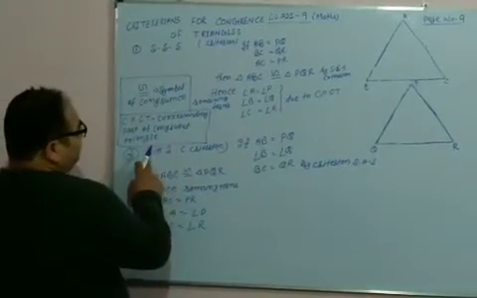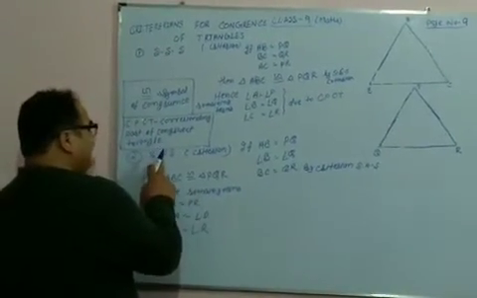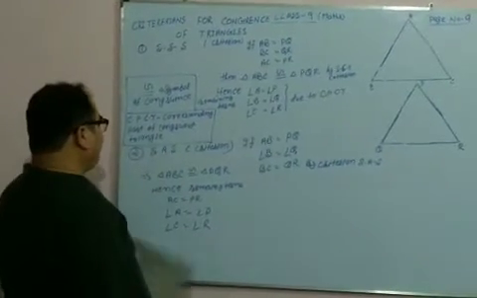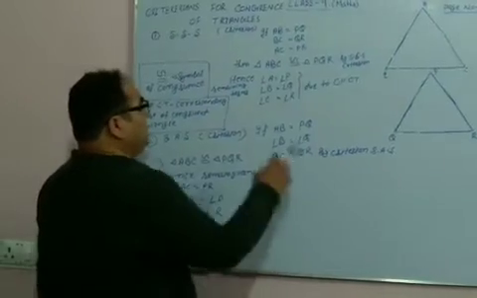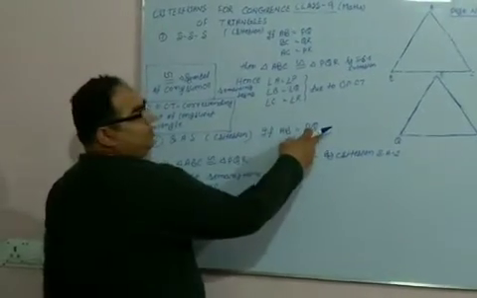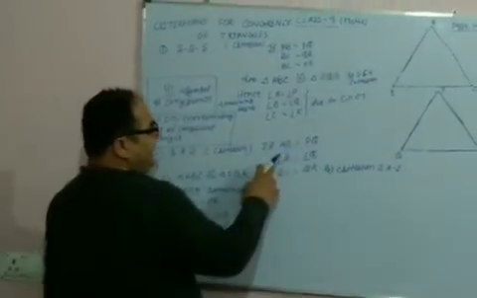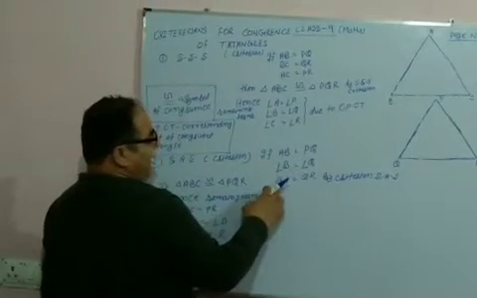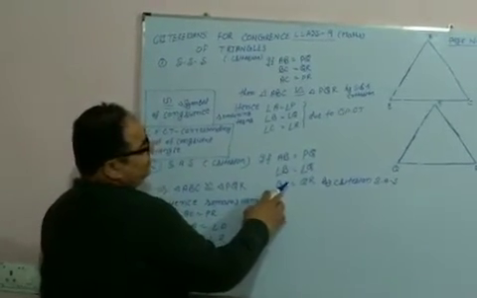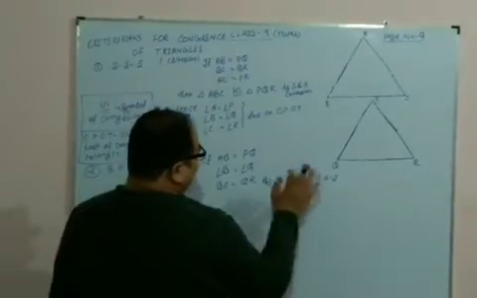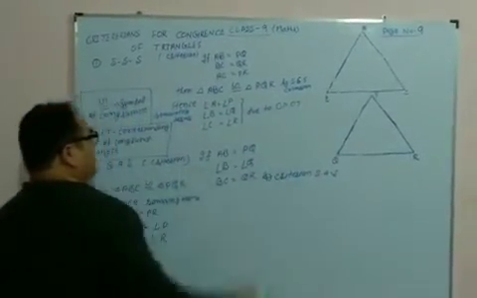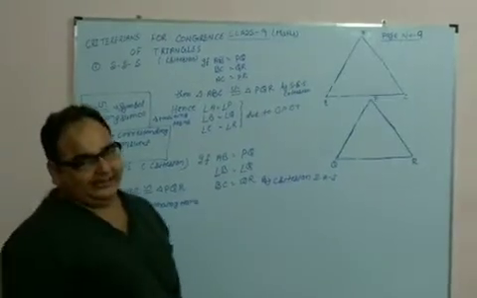Next criterion, SAS. Criterion SAS: if AB equals PQ, angle B equals angle Q, and side BC equals side QR, then by criterion SAS, these two triangles are congruent.